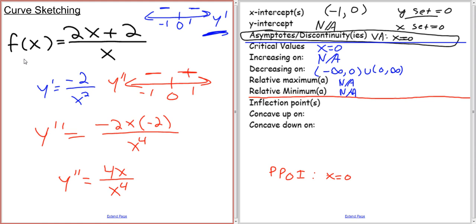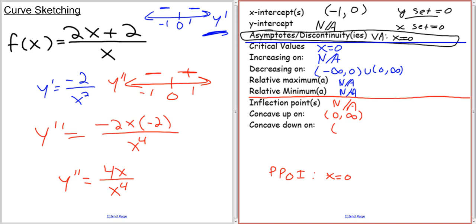It looks like that means this can't be a point of inflection at x equals 0, because it's an asymptote. There's no point there at x equals 0. We talked about that earlier. But we can figure out our concavity. It's concave up from 0 to infinity, and concave down from -infinity to 0. And that's really it. Then we'll sketch the graph.